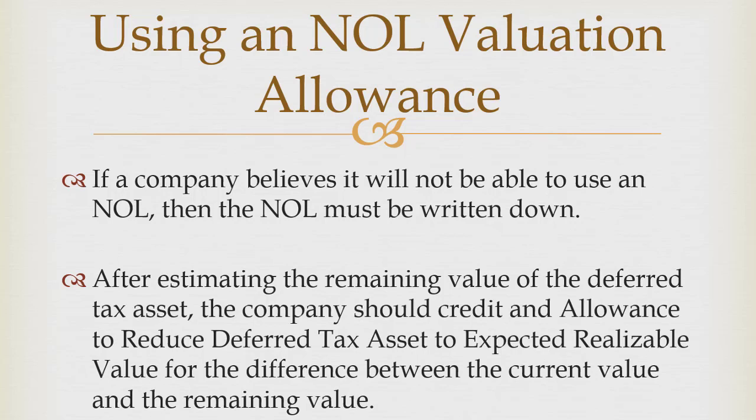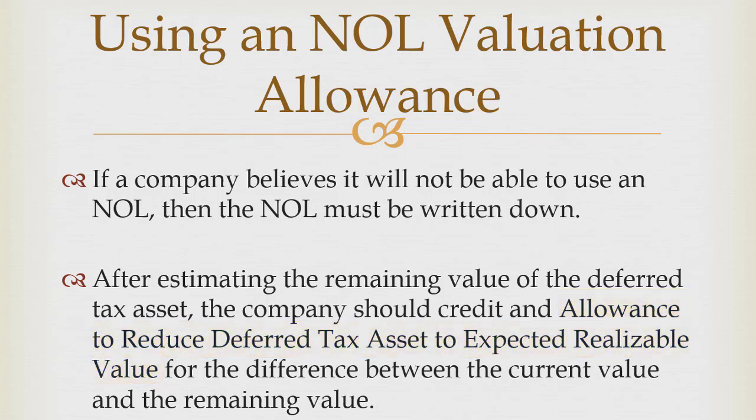But in 2017, 18, or 19, tax rates may change, the tax laws may change, and all of a sudden, oh yeah, I guess I can use this NOL. So because of that, instead of writing down the deferred tax asset, which I can't write back up, that's GAAP, FASB says put it in this allowance. And they've given it a very long name. It's called the Allowance to Reduce Deferred Tax Assets to Expected Realizable Value.